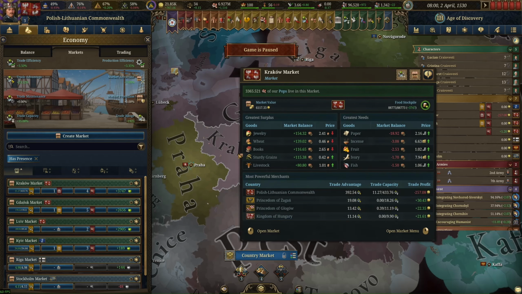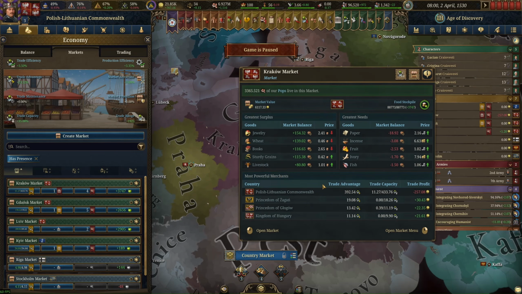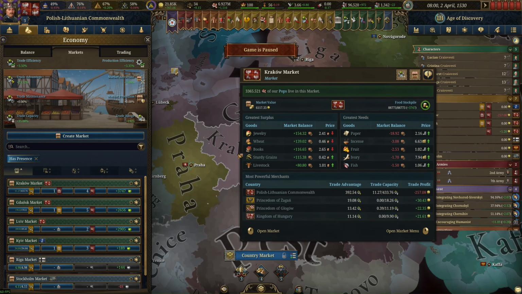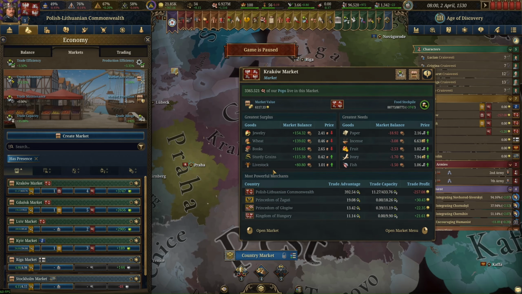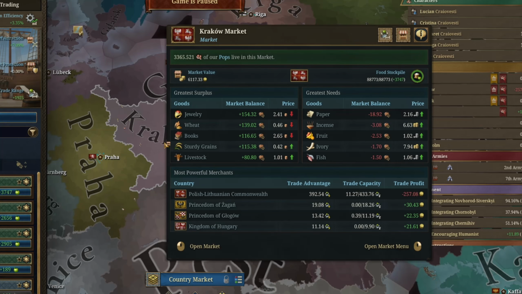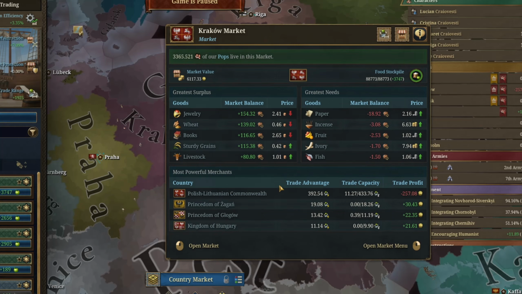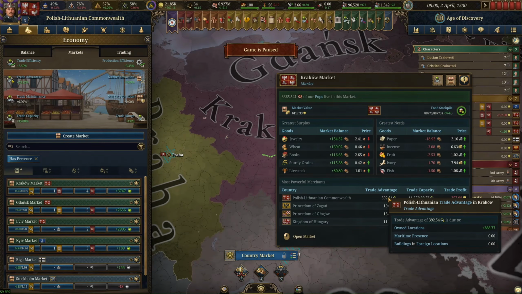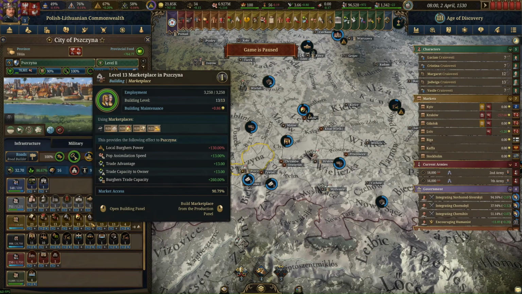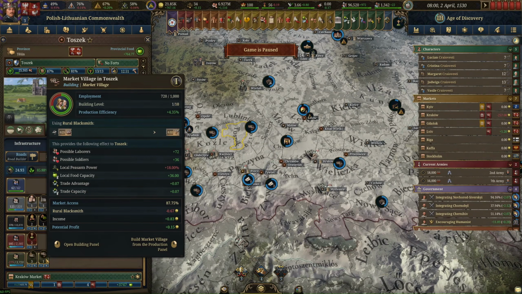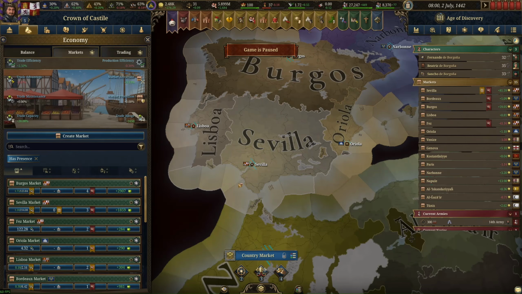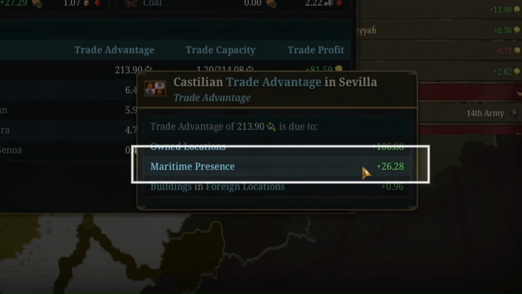And here trade advantage appears, showing the list of the 5 strongest countries usually. This list determines who has priority in trade, and only once the first country completes all the trade it wants can the others join in if anything remains. Trade advantage is increased basically the same way as trade capacity. Directly by building structures, marketplaces in cities and market villages in rural areas. Or if the market has sea access, you can send ships to increase trade advantage via naval presence.